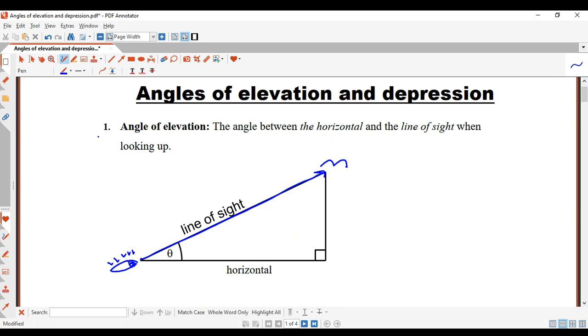All right. Now the horizontal is the horizontal part of that triangle. Okay. So the horizontal line is there. So the angle between the horizontal and the line of sight, this angle here, which is theta, that's called the angle of elevation.